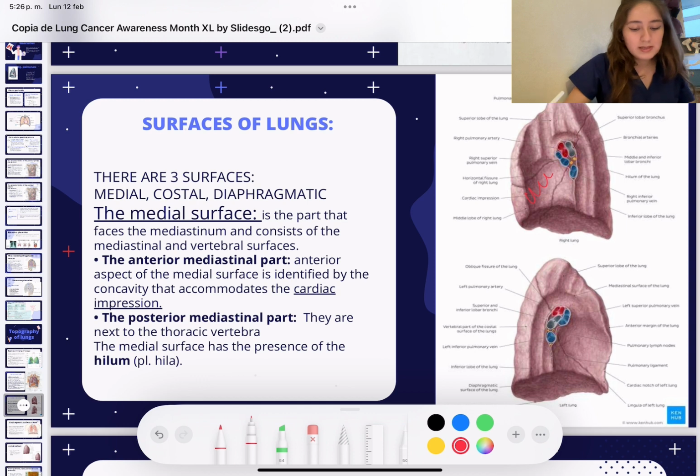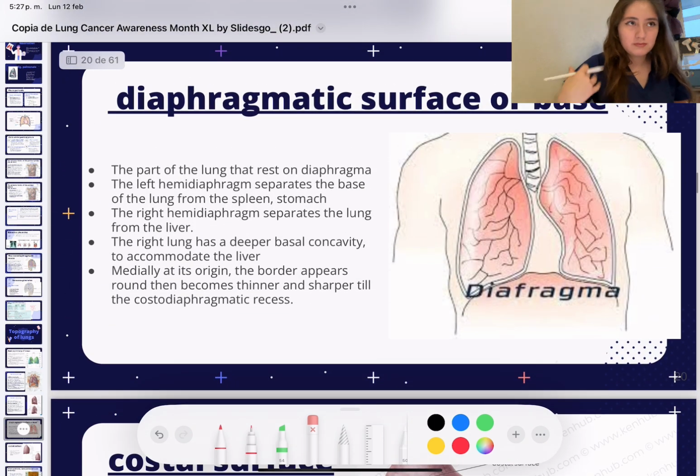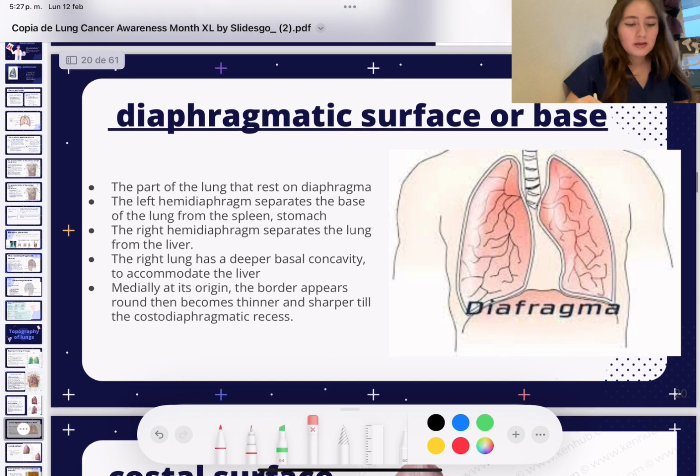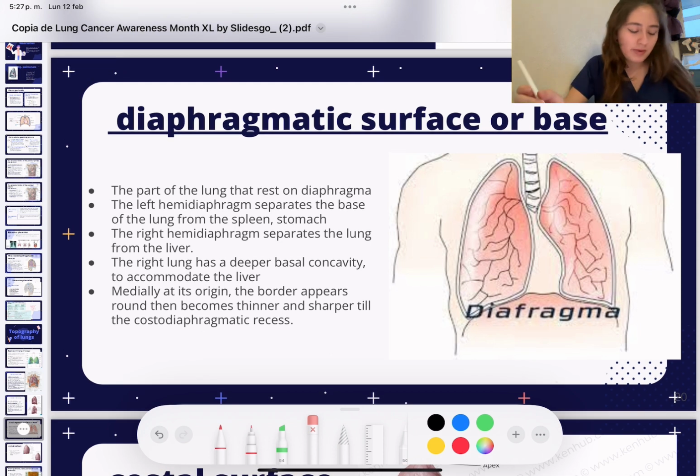The medial surface has the presence of the hilum. Anterior mediastinal part, posterior mediastinal part. It has the hilum, and in the hilum we have some important structures that we are going to see in the next slides. Diaphragmatic surface or base.